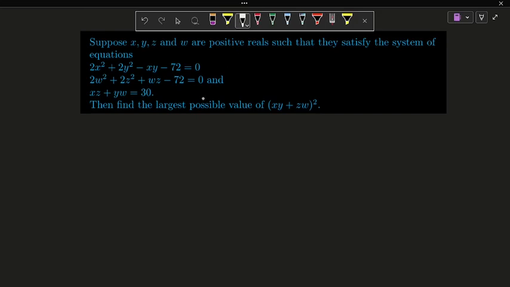And let's start with the video. So let me write down the equations one by one. 2x squared plus 2y squared minus xy is equal to 72. So we divide by 2y, that you are just going to see in the next step. xy upon 2 is equal to 36.